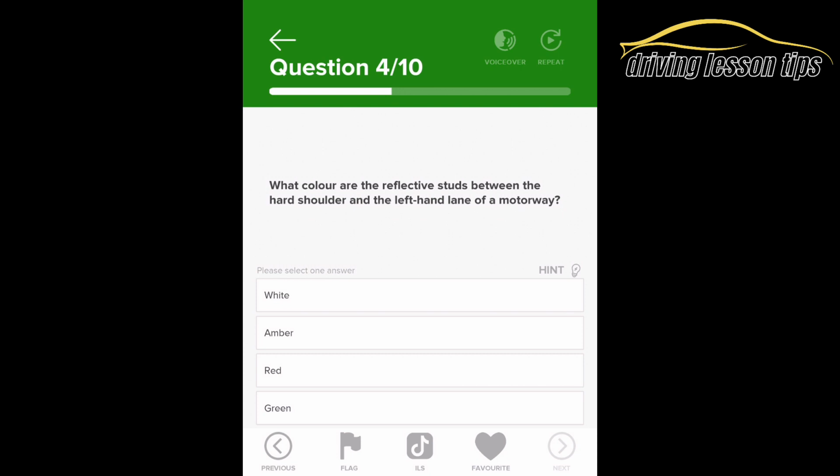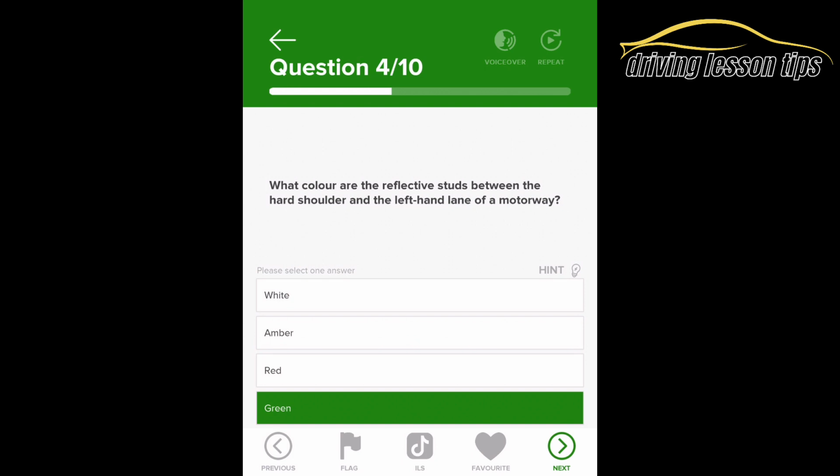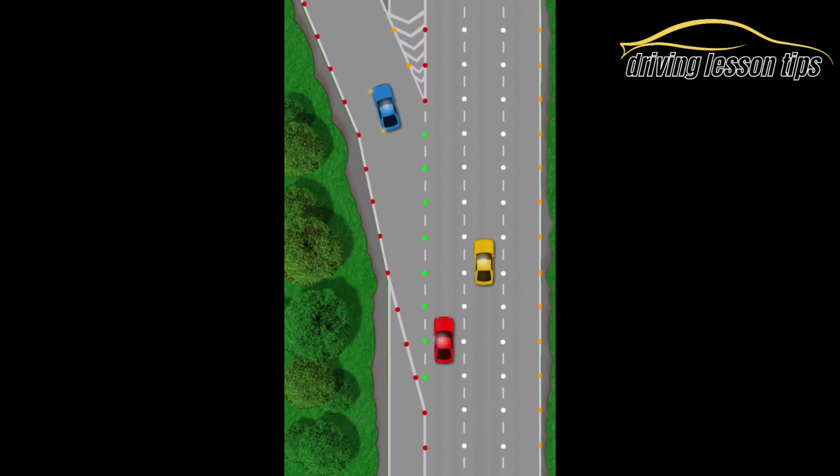Okay, so the hard shoulder is the very left-hand lane, used for emergencies, if you're broken down and so on. So are they white, amber, red, or green? This image here shows us our answer. Here's lane 1 on the left where the red car is, lane 2 where the yellow car is, and the third lane is totally empty. Let's look at our studs.